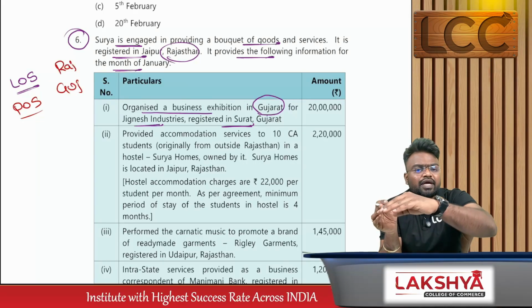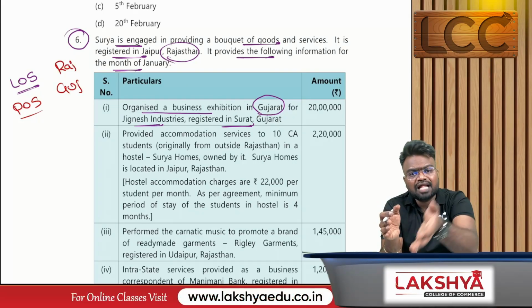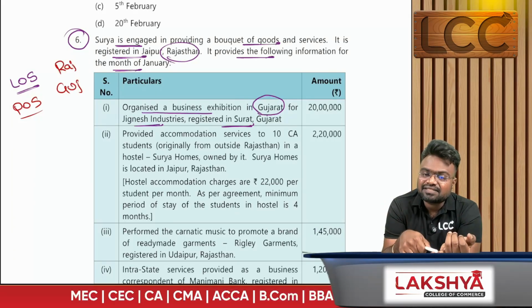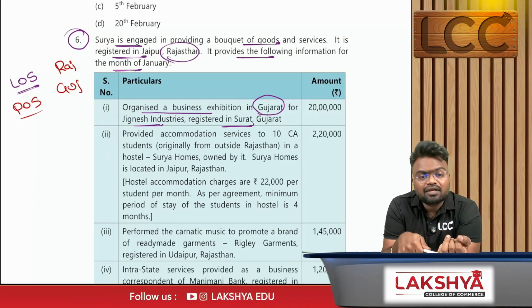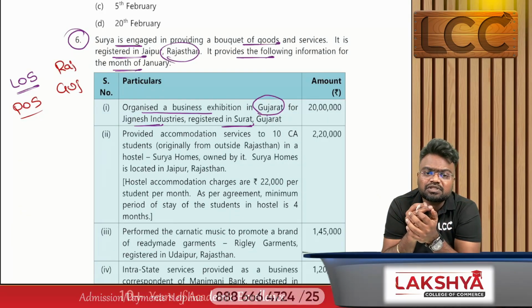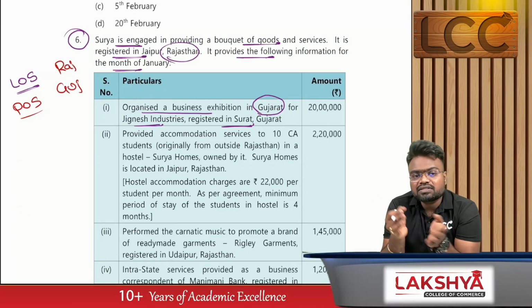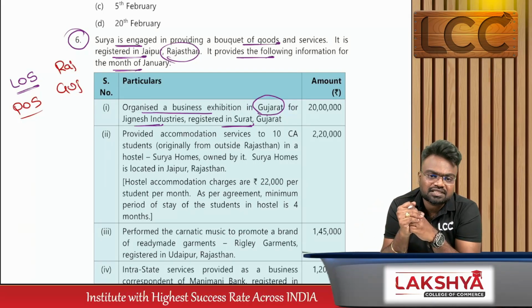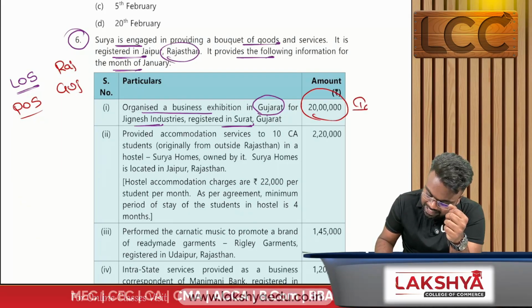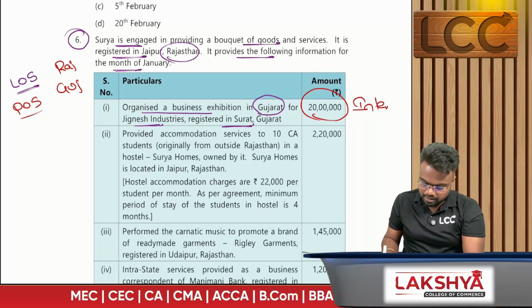Now tell me, the location of supplier is Rajasthan and place of supply is Gujarat. Tell me whether that supply is interstate or intrastate. When the location of supplier and place of supply are different, in that case we need to charge IGST, because that supply is interstate supply. So this is a case of interstate.